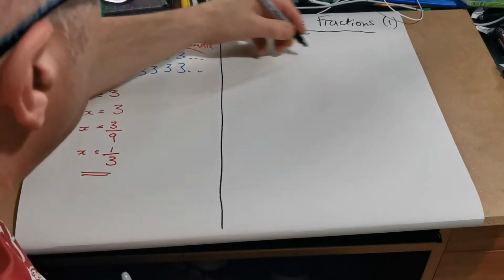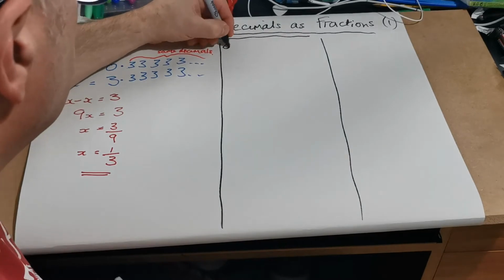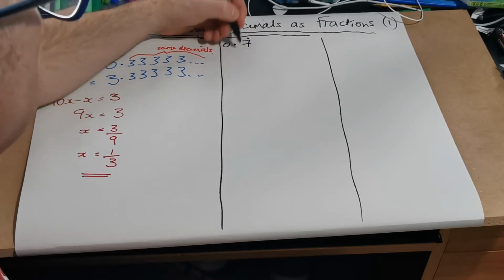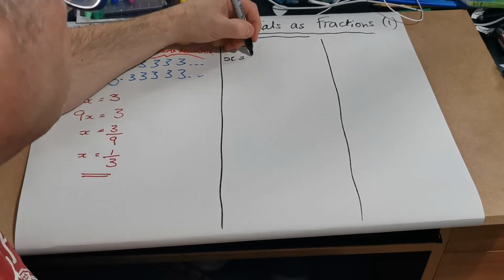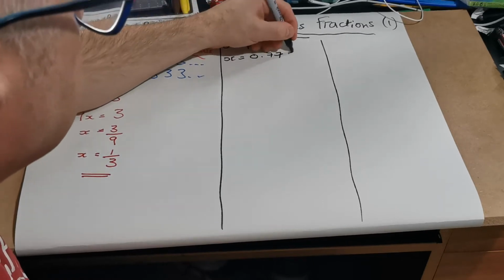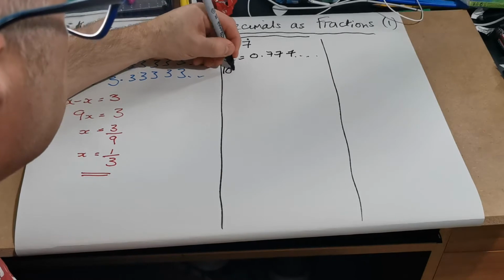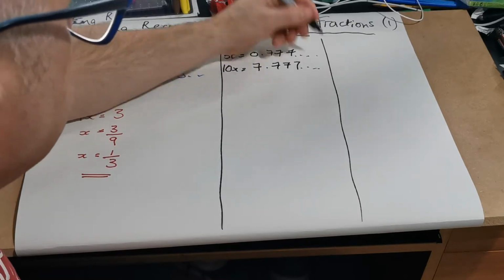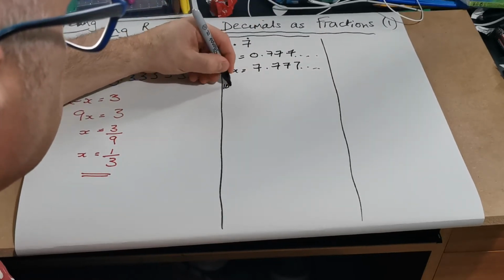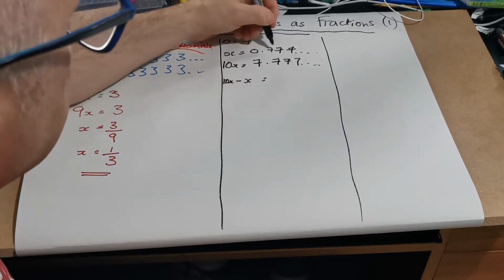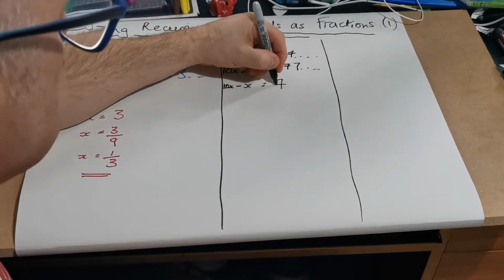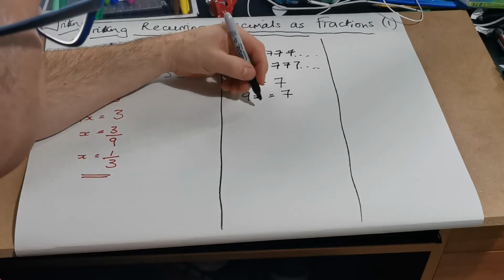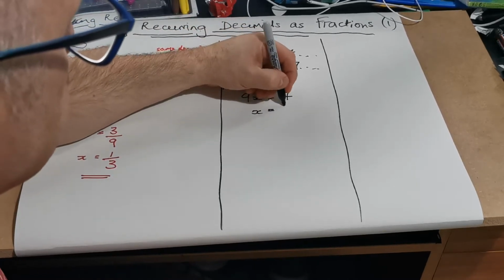So if I went for 0.7 recurring, so x is 0.777, etc. So 10x is 7.777, etc. So if I do 10x take away an x, because the decimals are exactly the same on these, I get just 7. So 9x equals 7, because 10x take away 1x is 9x. Divide both sides by 9 and get x equals 7/9.